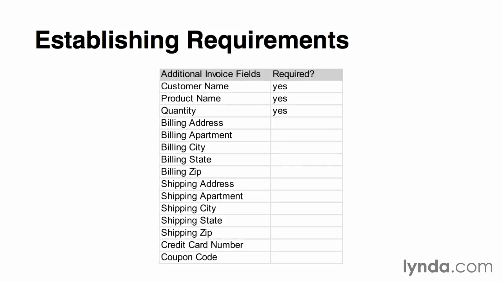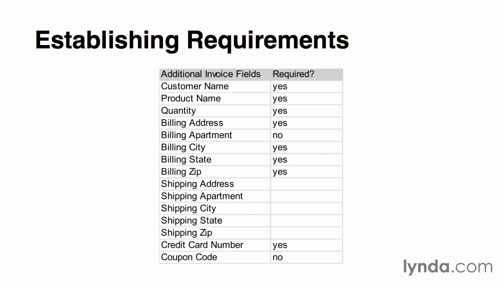Let's take a look at some additional payment details that might be collected on our invoices. Here I have a simple list of the fields that we might want to keep track of as part of our invoicing system, in addition to the customer name, product, and quantity that we saw earlier. Thinking through our business needs, I'll note that the billing address fields will need to be required, but the apartment number is not required since that won't apply to all of our customers. The credit card number is certainly required in order to process the payment, but a coupon code is not required.